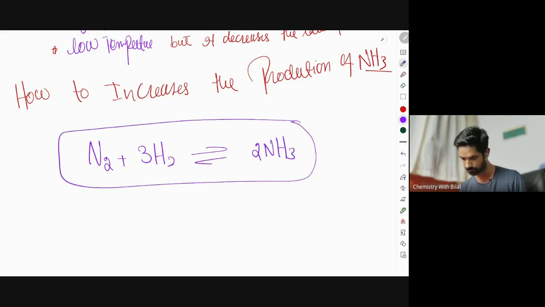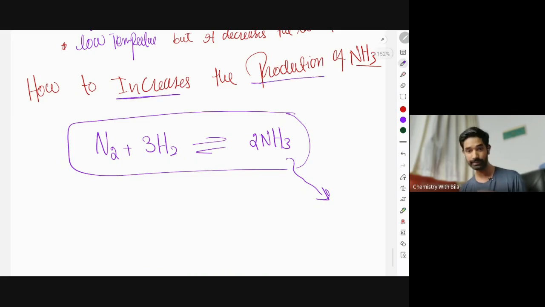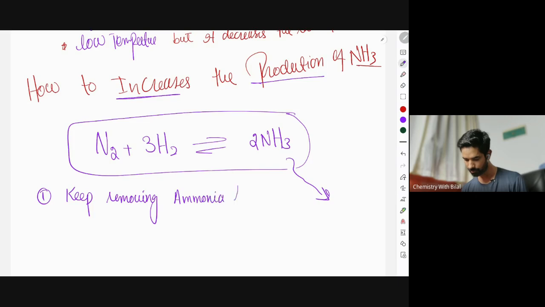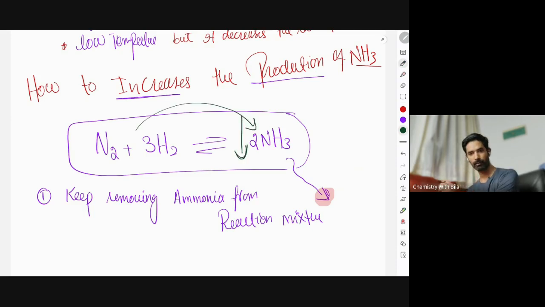Imagine the system is a closed system, and what we are doing here is that the ammonia that is formed, we removed that ammonia from here. So as you keep removing ammonia, so the question is how to increase the production, the yield of ammonia. Number 1, keep removing ammonia from the reaction mixture. So see, as you remove ammonia, the concentration of this side would decrease and you will get more ammonia. It formed, you removed it, you'll get more ammonia.